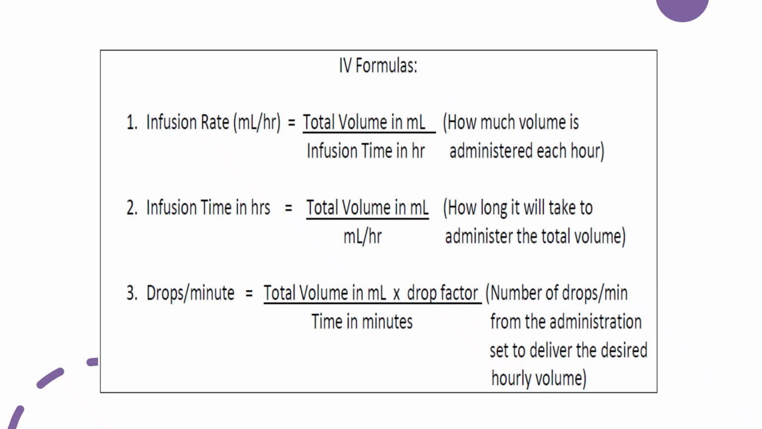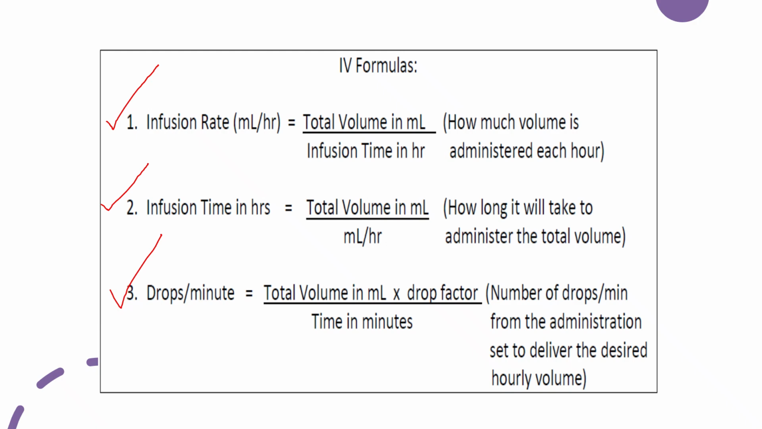So the first one up here is our infusion rate, so mils per hour. Then down here we have infusion time, so sometimes you want to know how long it's going to take to administer a bag of fluid. And then down here we have our drops per minute, which is used to calculate how many drops per minute need to flow, and that is whenever you're using gravity instead of an electronic infusion pump.